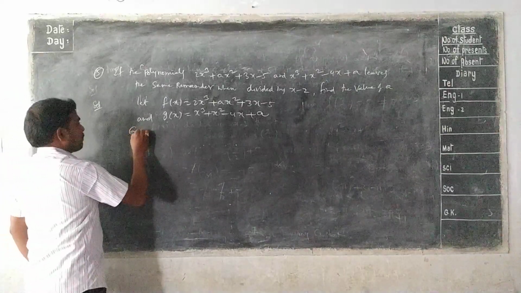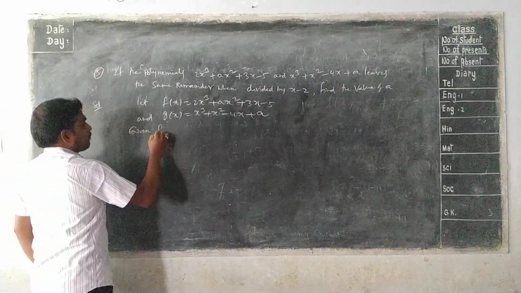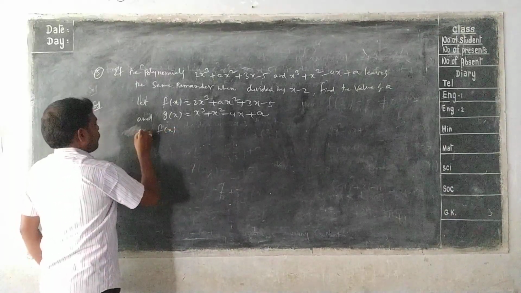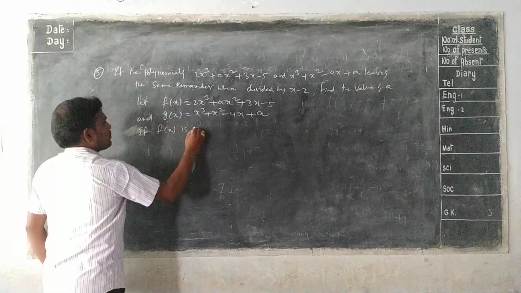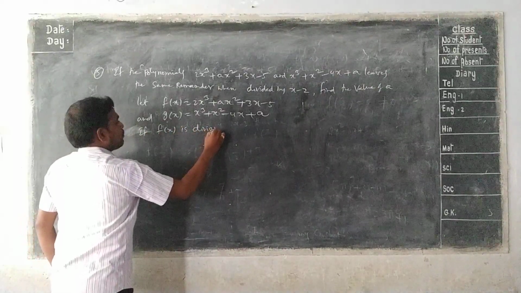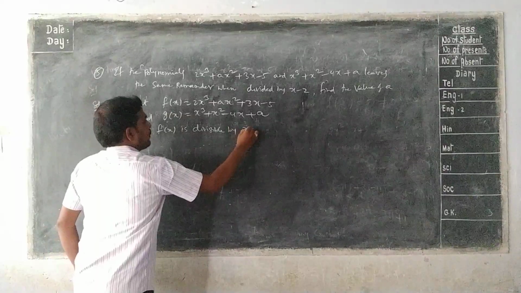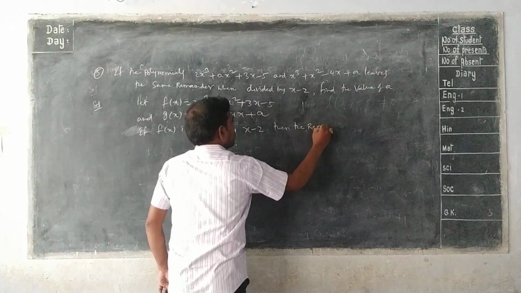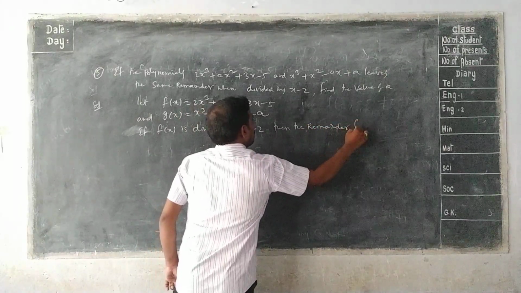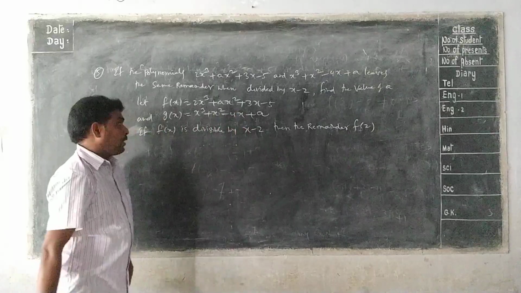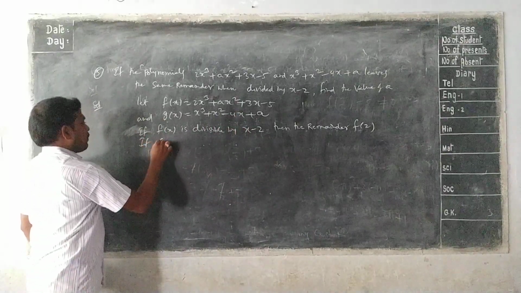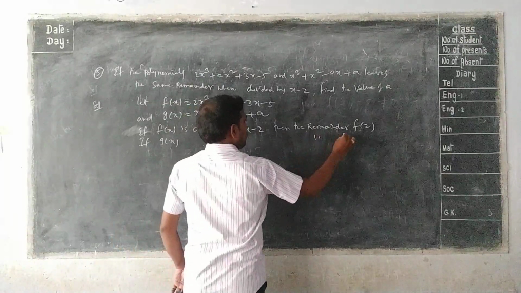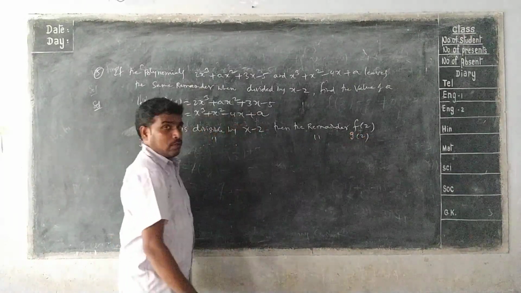Given f of x, if f of x is divided by x minus 2, then what is the remainder you have? f of 2. Similarly, if g of x is divided by x minus 2, then the remainder is g of 2.